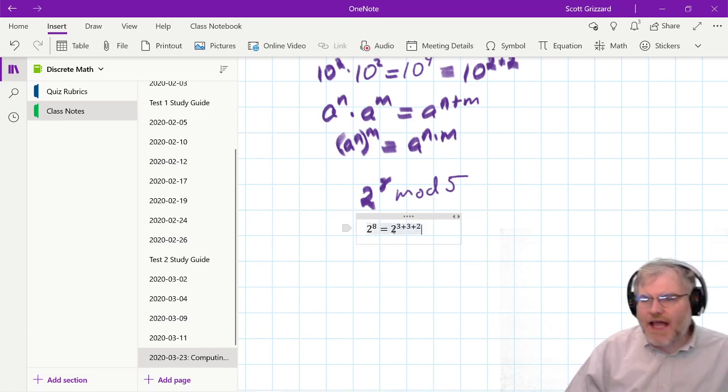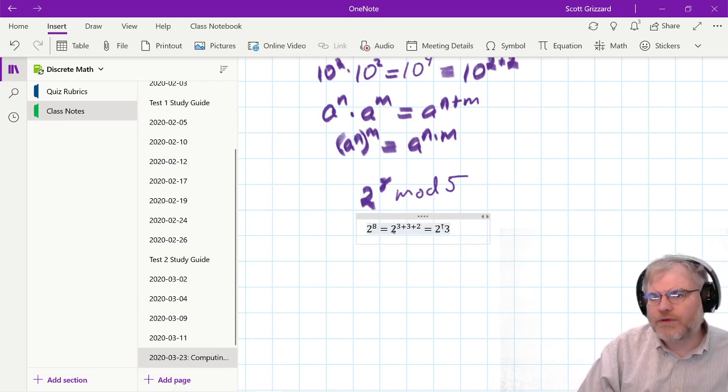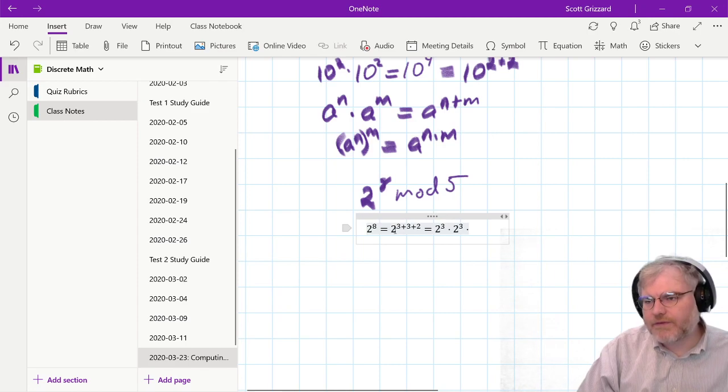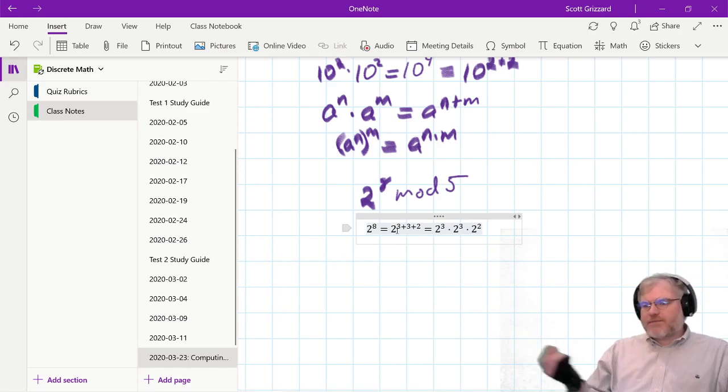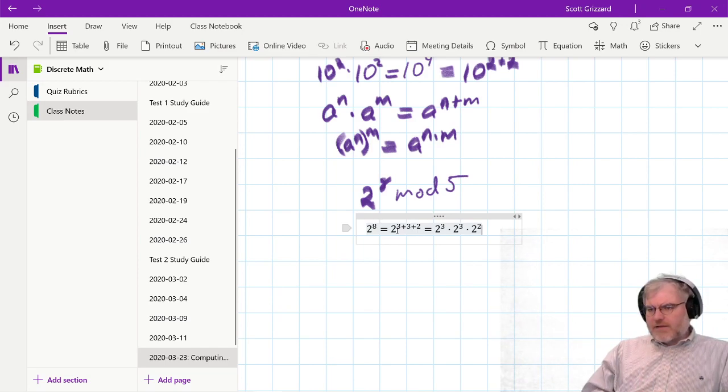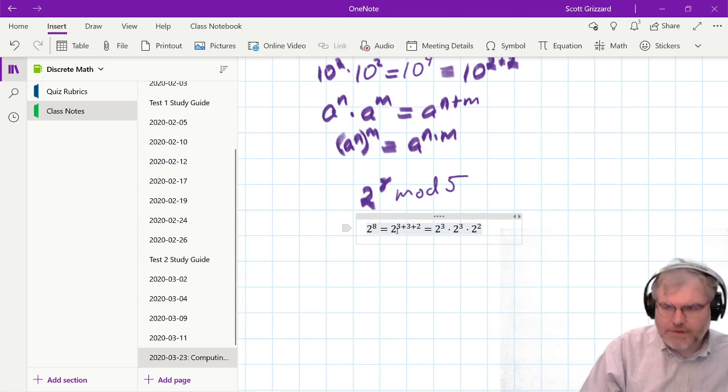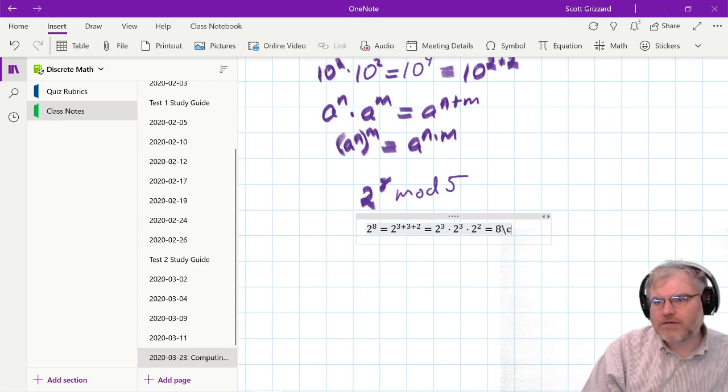Which means that that's equal to 2 cubed times 2 cubed times 2 squared. And these are numbers that are easy to compute. 8 is something easy to compute, and 4 is something easy to compute. Is everyone on board with that? So if I want to compute modulos, I can do this very quickly because what is 8 mod 5? All right, 8 mod 5 is 3, right? So this problem just became 3 times 3 times 4.